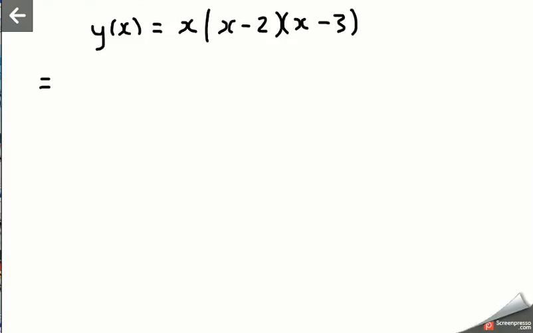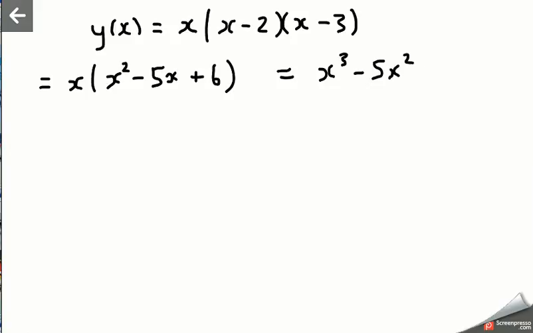So this is going to be equal to x, and then we'll expand the pair of brackets. We get x squared minus 5x plus 6. And then, of course, this is equal to, we multiply each of the terms inside the brackets by x. So that's going to be x cubed minus 5x squared plus 6x. All right, now we're ready to differentiate this thing.